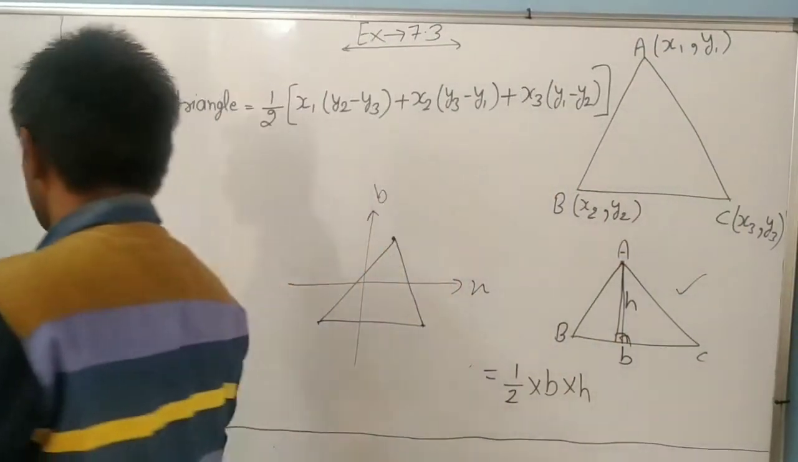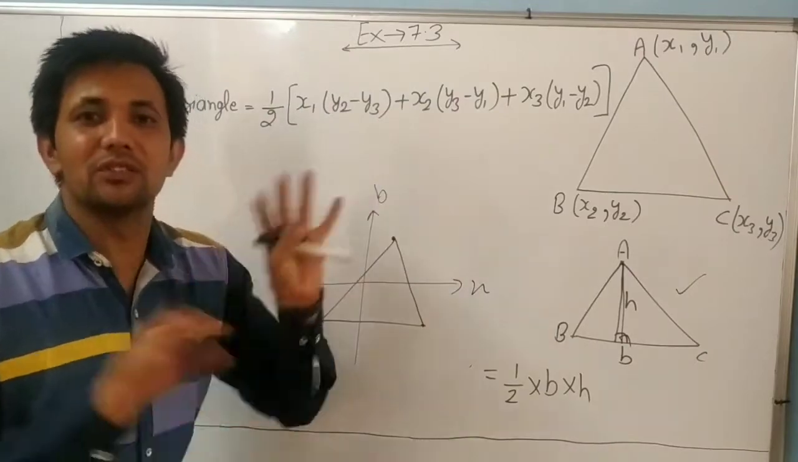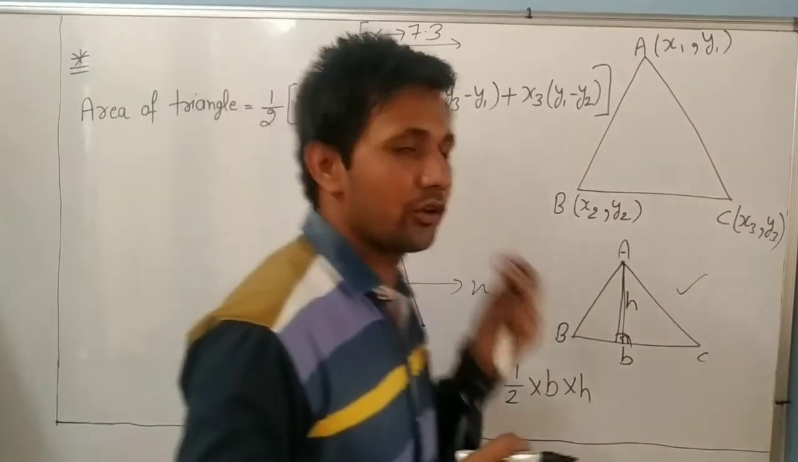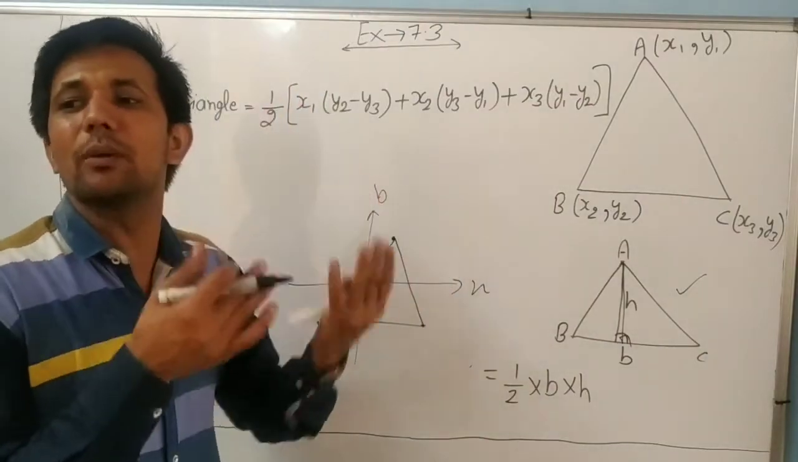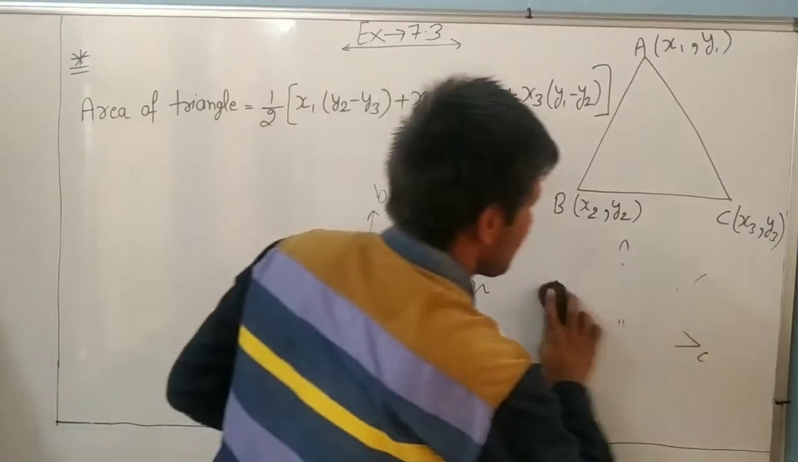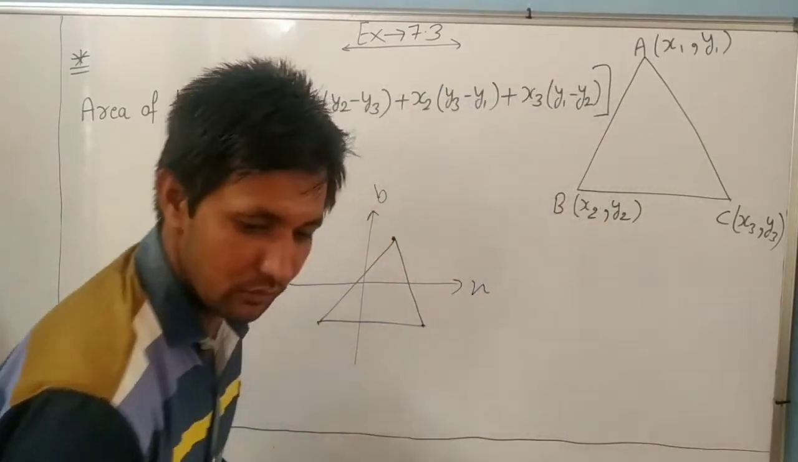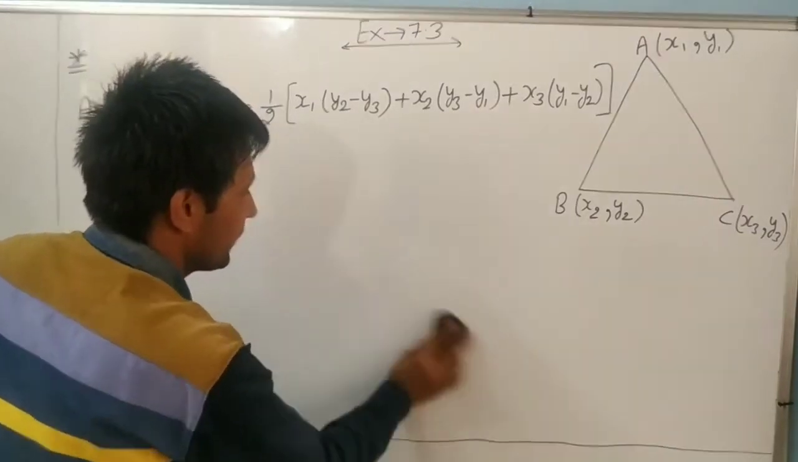Okay. Now look here. This is the area of a triangle. Its proof is not in our syllabus, so you can directly remember it, and it is very easy to remember. Look at how to remember it.